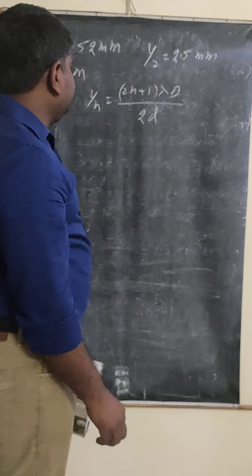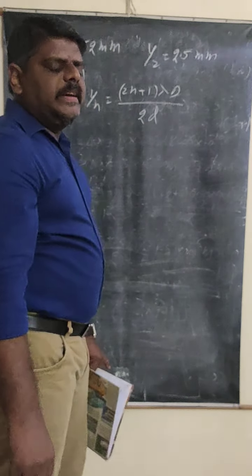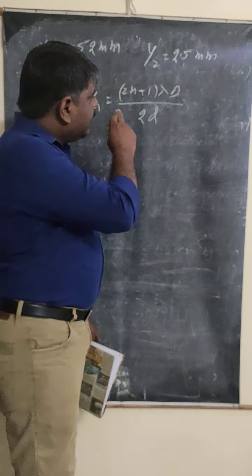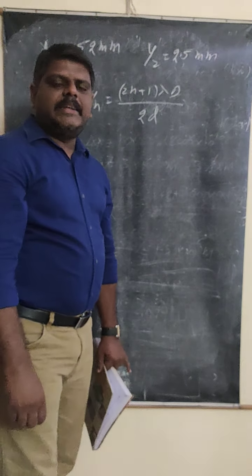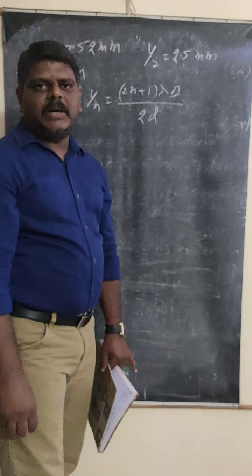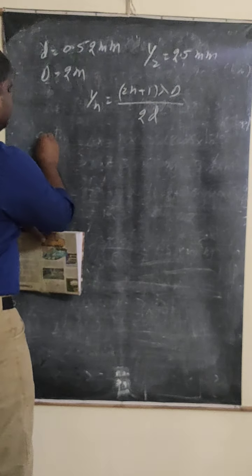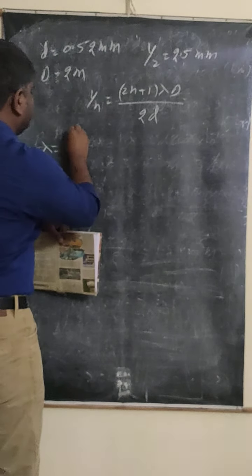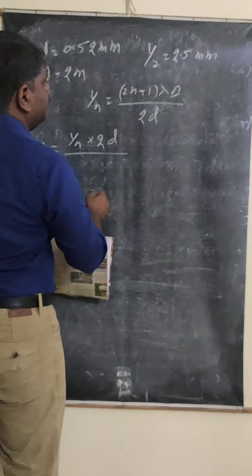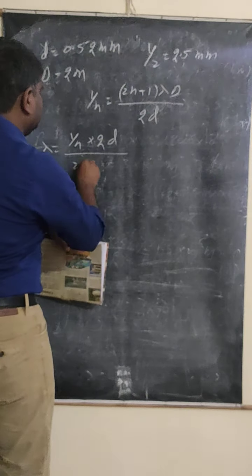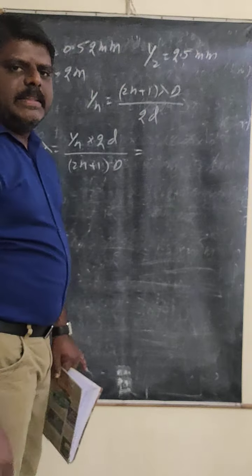I think all the values are there with us and we need to find the lambda value. And what is the n value given? It is the second dark band, but the condition we are taking is 2n plus 1, which means one band less, so in the place of n we have to substitute 1. So let us substitute the values here. From this equation, lambda is equal to Yn into 2 into small d, divided by (2n plus 1) into capital D. So this is the wavelength.